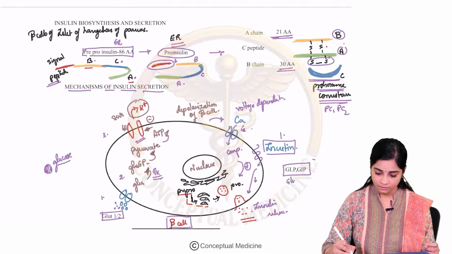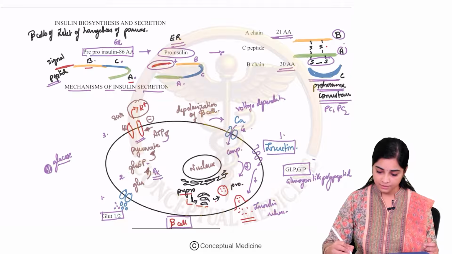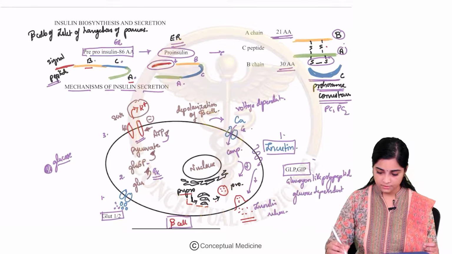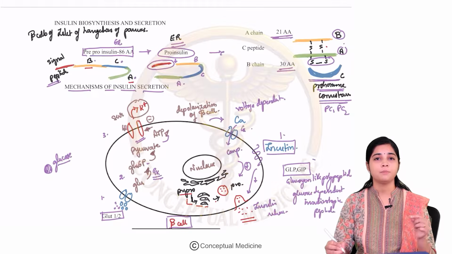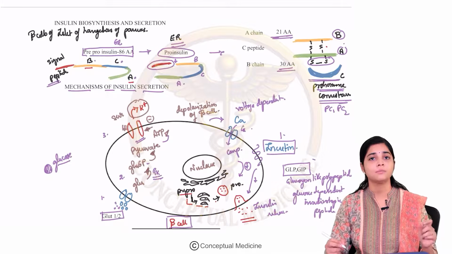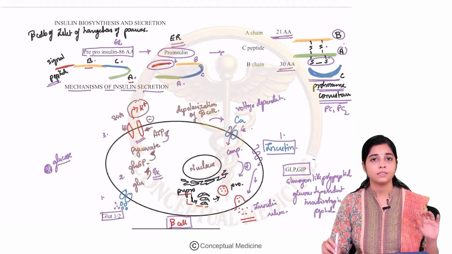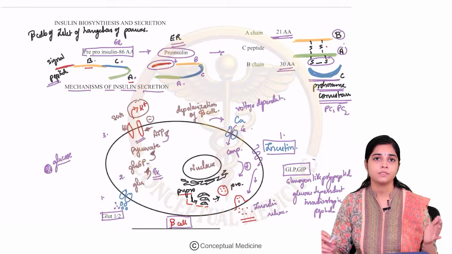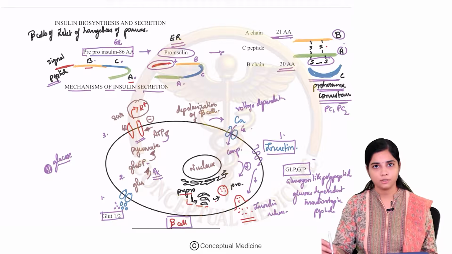GLP is your glucagon like polypeptide, and GIP is your glucose dependent insulinotropic peptide. So when GLP and GIP bind to the incretin receptor, they are going to cause stimulation of your insulin release. So why is it important? We know that there is a group of drugs which we call the GLP-GIP analogs, which are used in the treatment of diabetes because of their action on incretin.